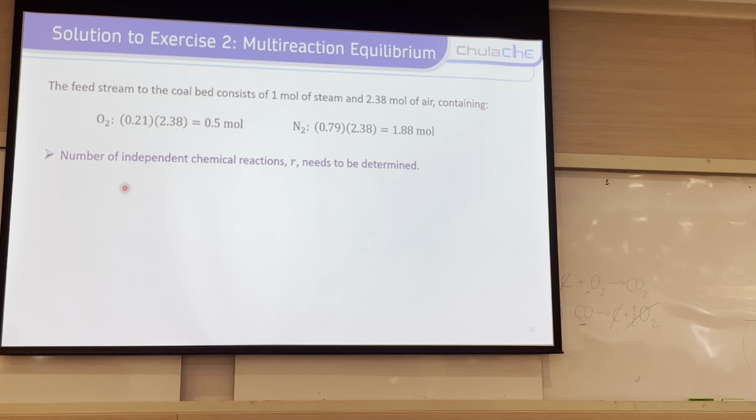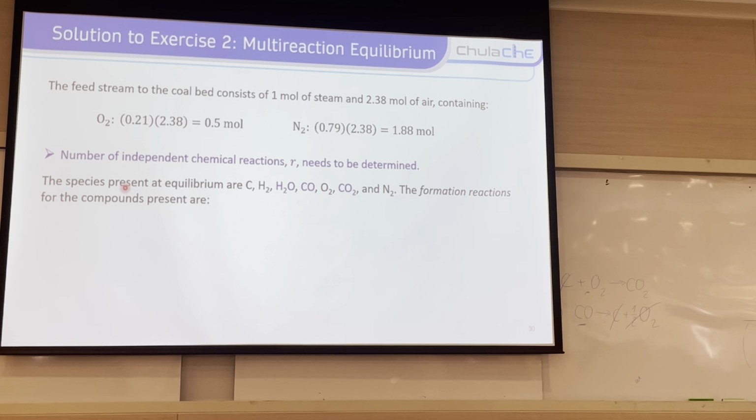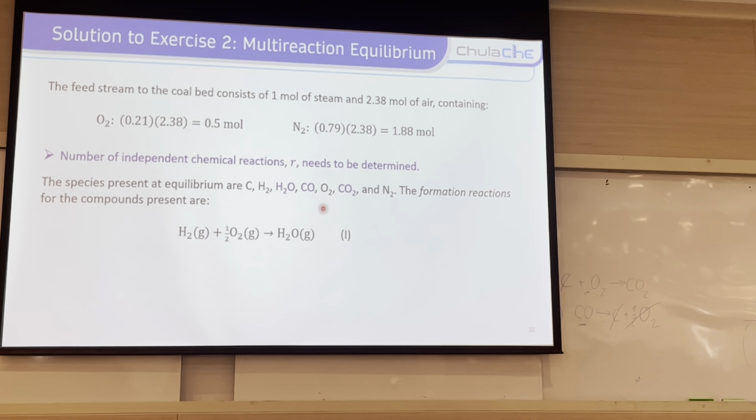Then you have to determine how many independent chemical reactions can occur in this system. You can do the same: the first step is writing the formation reaction for every compound that exists in the system. In this system, the compounds are only hydrogen, carbon monoxide, and carbon dioxide. So you just need 3 formation reactions for 3 compounds here.